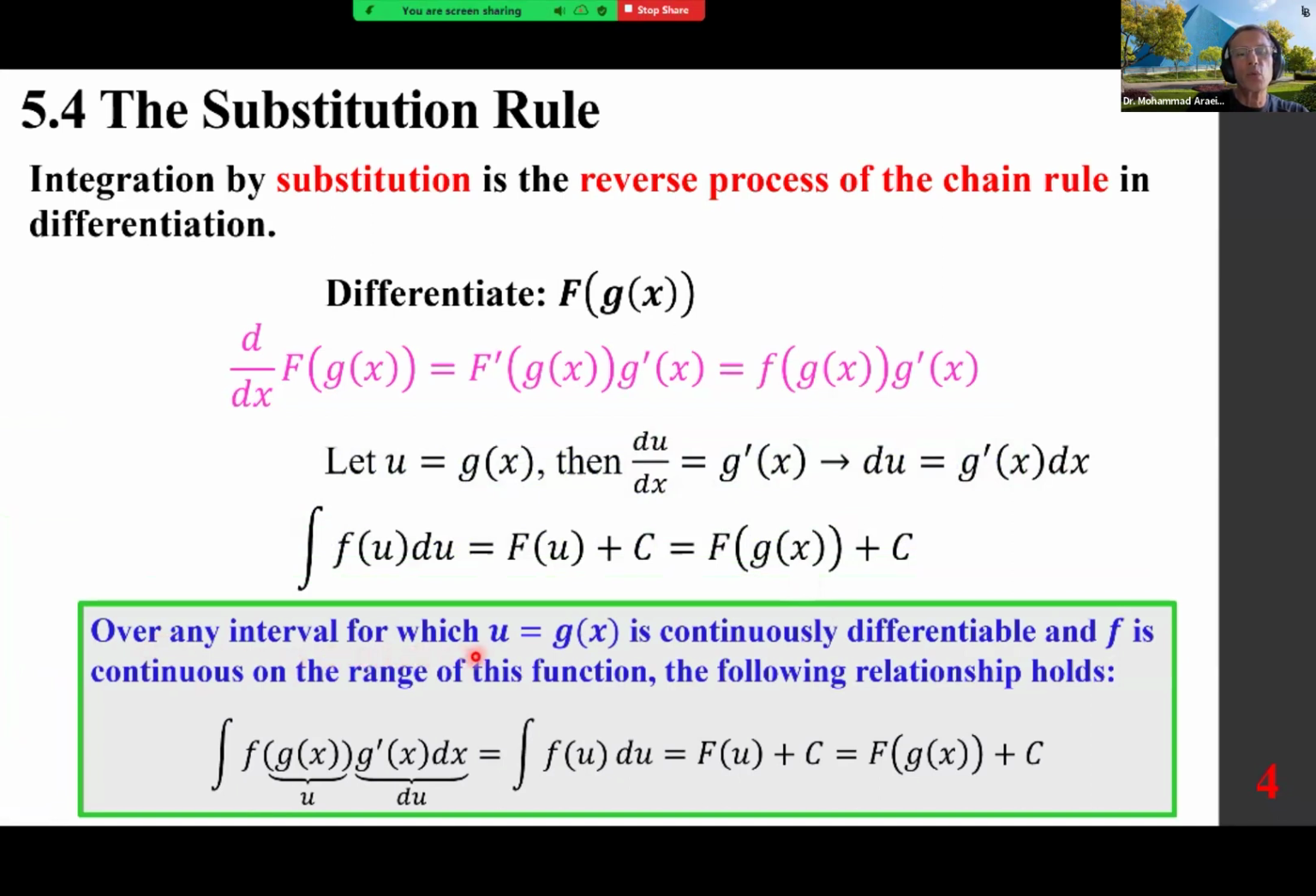Over any interval for which u equals g of x is continuously differentiable and lowercase f is continuous on the range of this function, the following relationship holds. The integral of f of g of x, g prime of x dx, where g of x is u, g prime of x dx is du, is the integral of f of u du, which equals capital F of u plus c, or equals capital F of g of x plus c. This is known as the substitution rule.